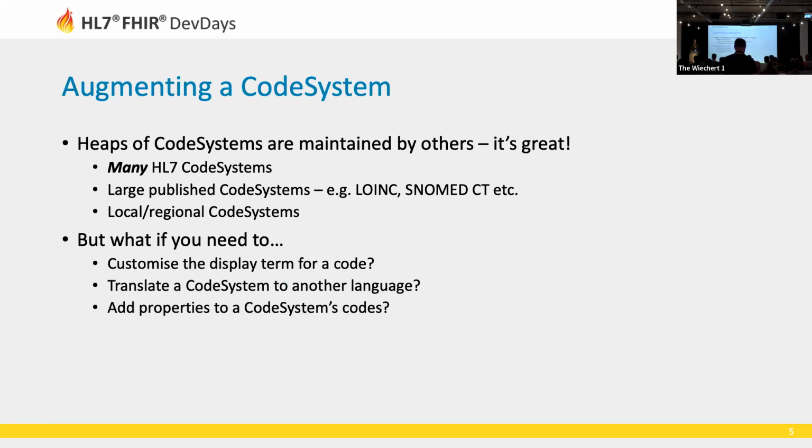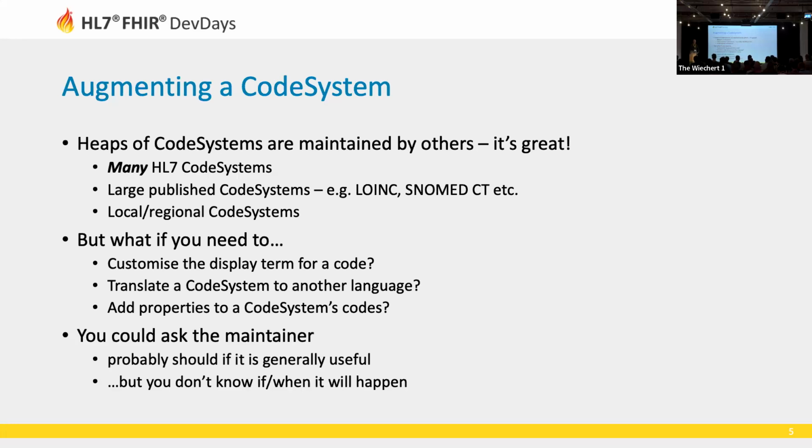There are big, large published ones like LOINC and SNOMED CT and RxNorm and UCUM and all those ones. And then there's a bunch of other local and regional code systems that get published by a variety of different people. But there's always that problem of what if you need to customize that code system in some way, change what a display term is for a code, or be able to translate that code system into another language, or maybe multiple languages, or add properties to the code system.